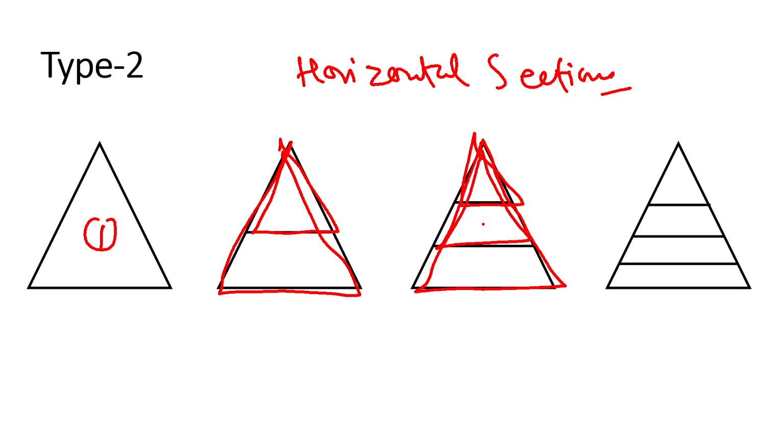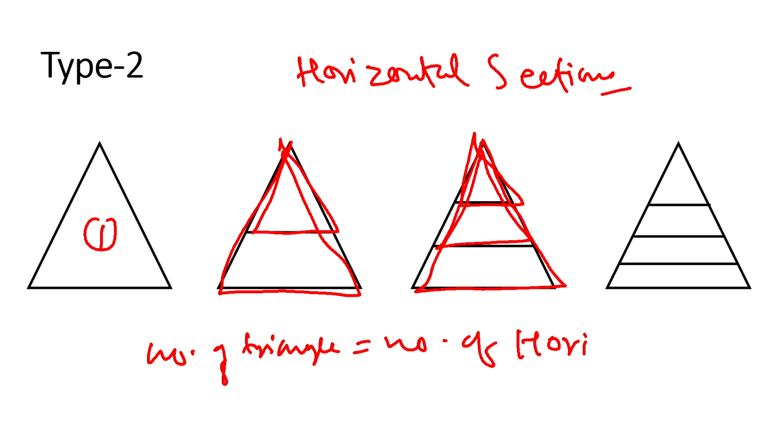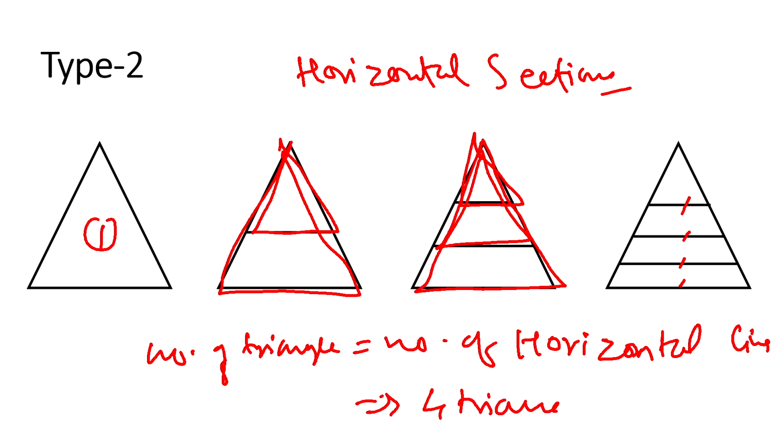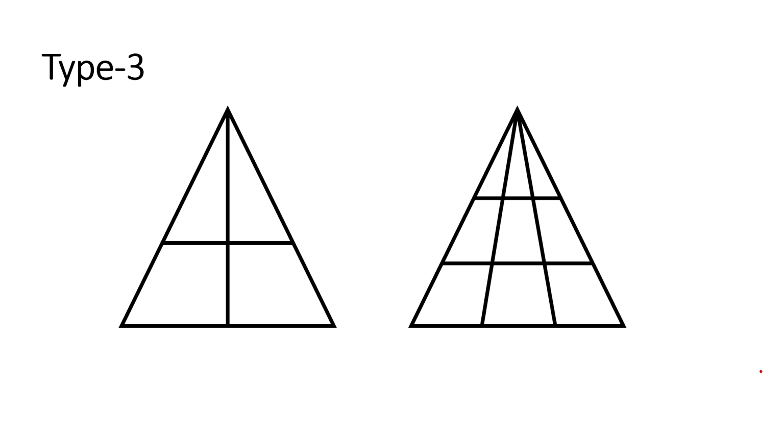Okay, so what we can say, that the number of triangles is equal to the number of horizontal lines. Okay, so as you can see in this one there are 4 lines, 1, 2, 3, 4. So there will be 4 triangles. Okay, so 1, 2, 3, 4. That's it.